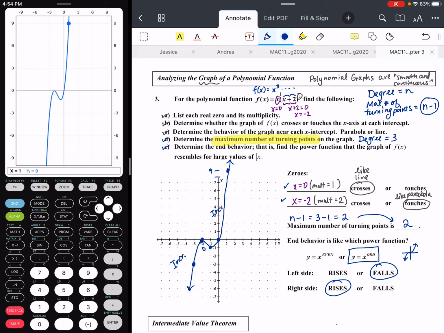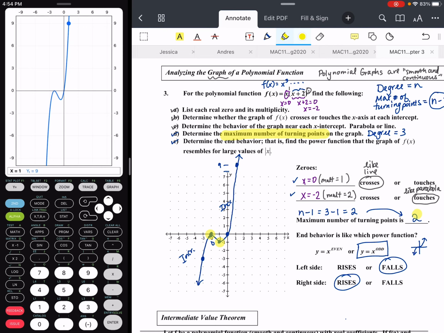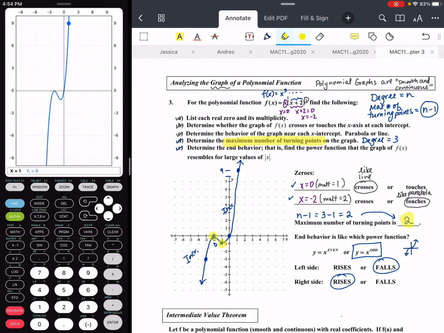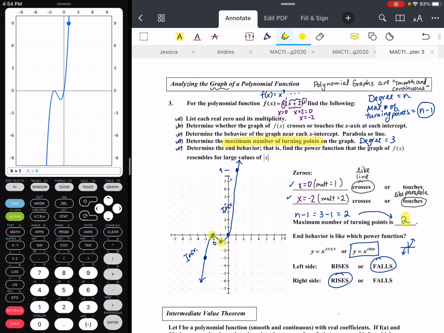And then it goes back to increasing. Okay, so every time that it changes directions from increasing to decreasing, right there, that's a turning point. From decreasing to increasing, right there, that's a turning point. And then it's increasing farther on. So we can have a maximum number of 2 turning points. Here we have exactly 2. So we could have just had 1 turning point, but we can have at most 2 turning points. Since the degree is 3, we can have at most 2 turning points.